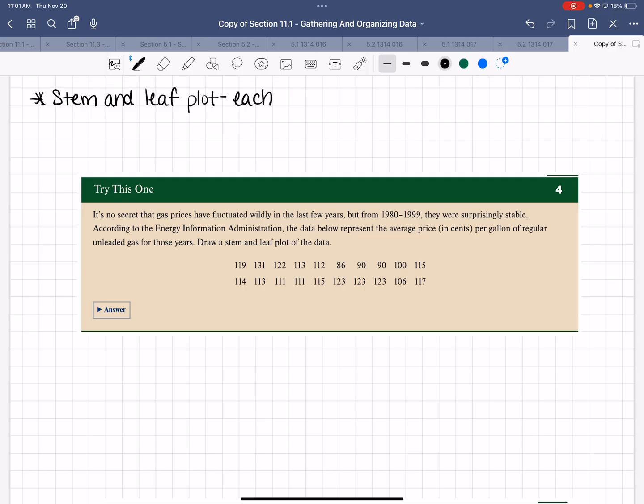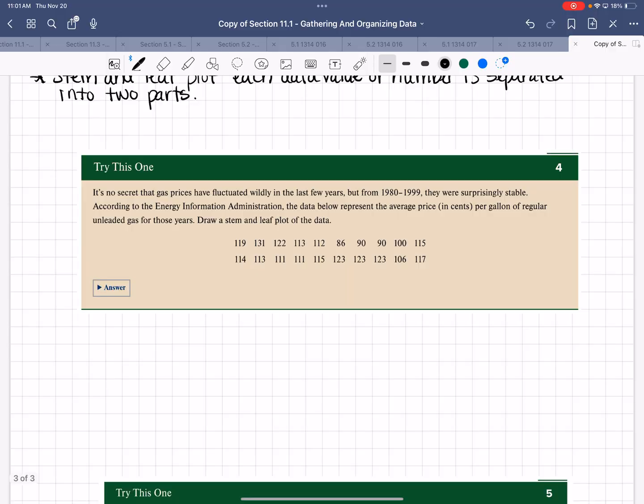In a stem and leaf plot, each data value or number is separated into 2 parts. Okay? Now, it depends on what your numbers are. So, in this particular example, and guys, it's just an easier way of compressing data, is what it is.